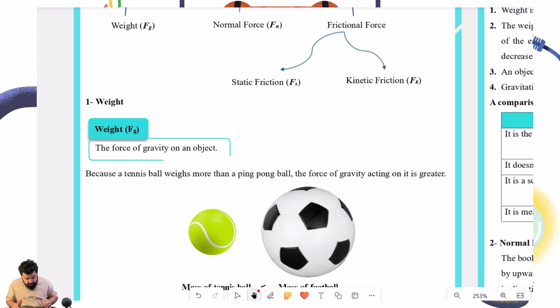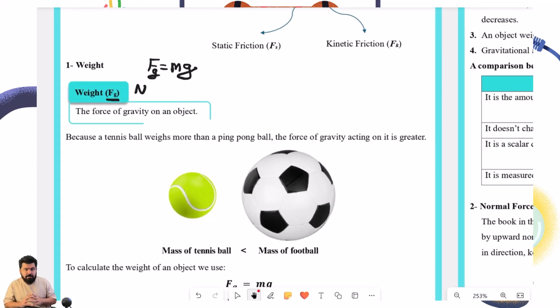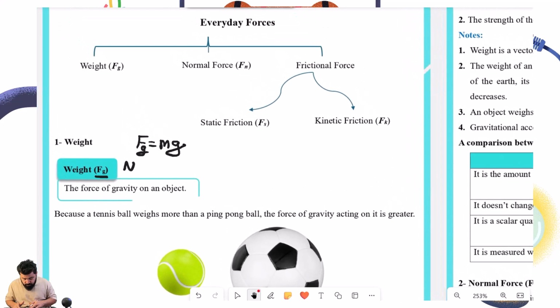Weight is denoted as Fg, and it's measured in Newtons because it's a force. We also say that Fg is equal to mass times gravity. Don't forget that because it's vertical, we're going to have to calculate gravitational acceleration. The weight of an object depends on 2 things. It depends on the mass: the greater the mass, the more weight the object has. And also on the gravitational force: if you increase the gravitational force, of course the weight is also going to increase.